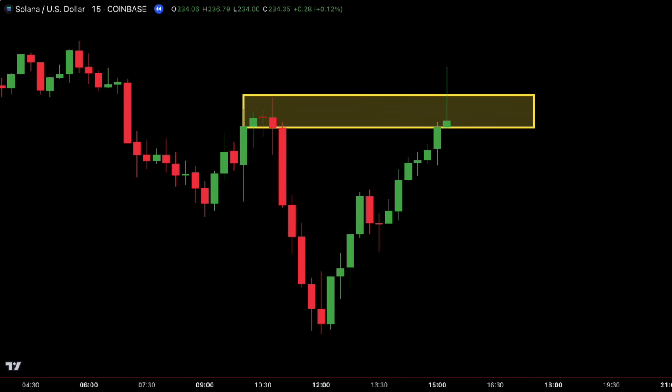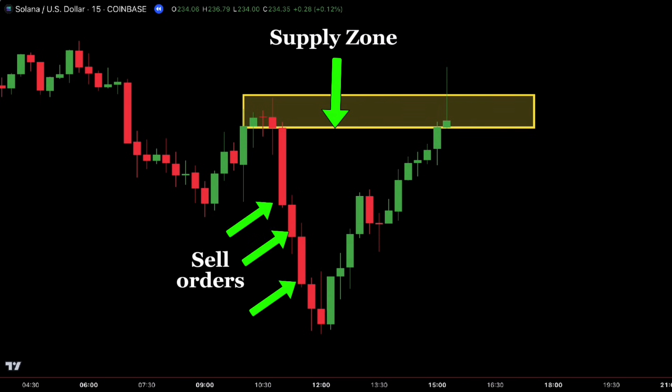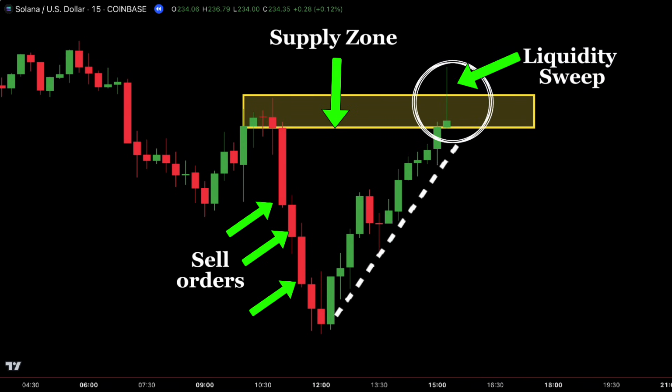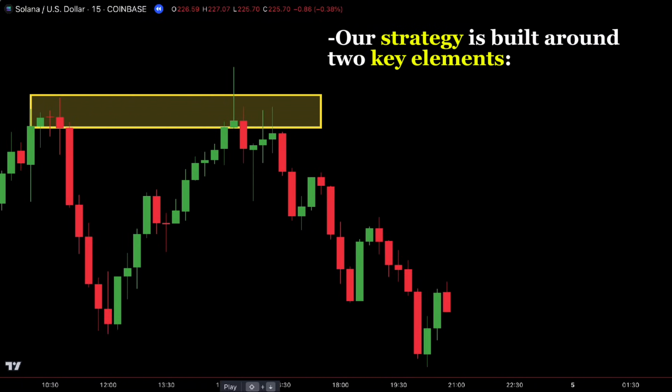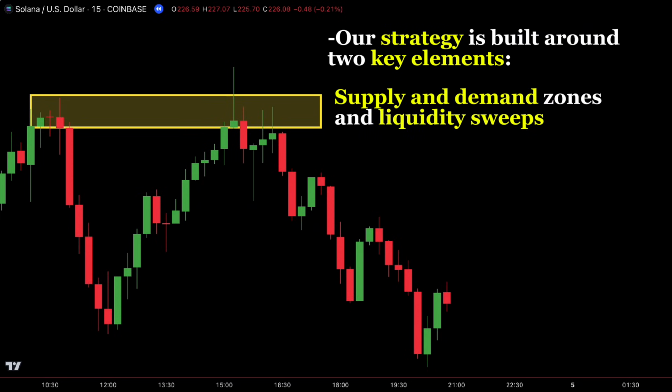When market makers want to sell, they create a supply zone by gradually placing sell orders, causing price to reject and drop. If they need more buyers, they push the price above the zone. This triggers stop losses of traders who sold there and attracts new buyers, creating liquidity. Once their orders are filled, the price drops sharply. So our strategy is built around two key elements: supply and demand zones and liquidity sweeps.